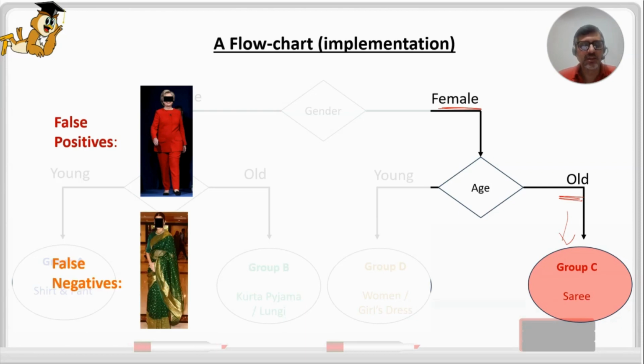This person is probably young and is a female, but our classifier would not have guessed that she would be wearing a sari. We would not have put her in this group. We would have put her in another group. However, she is indeed wearing a sari, right? So this is an example of false negatives, right?